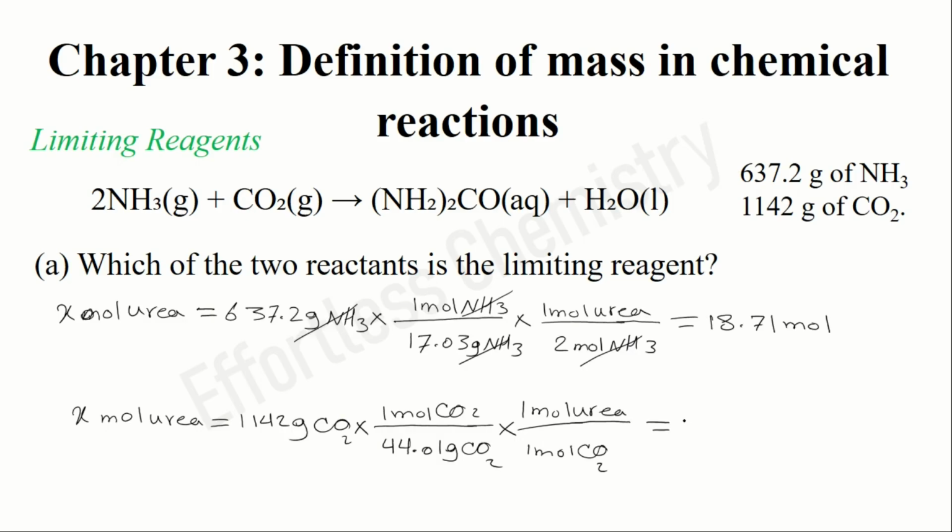And now the result is 25.95 mole of urea. Ammonia is the limiting reagent. It is clear because it has produced a lesser amount of urea. So ammonia is the limiting reagent, and from now on we will only work with this amount because it is produced by the limiting reagent.